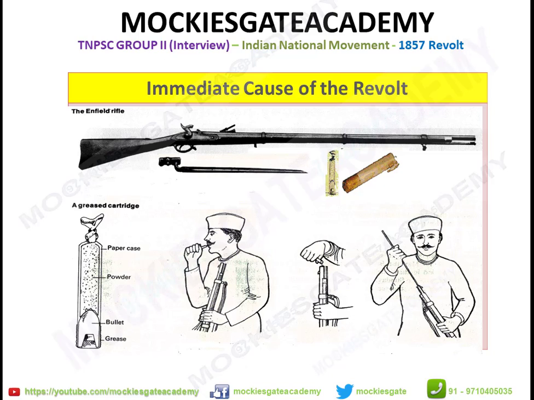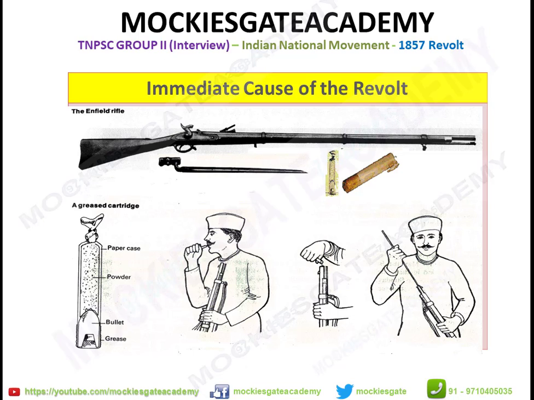The immediate cause of the revolt is the introduction of this type of cartridge. Please see the cartridge picture, which will help you remember the immediate cause easily. This cartridge is manufactured in such a way that it has to be bitten off to remove the bullet, and only then can it be loaded. Therefore, rumors spread that this cartridge was greased with pig and cow fat.